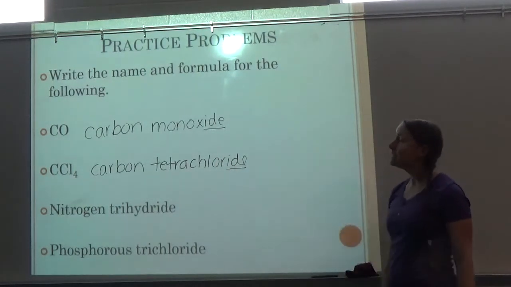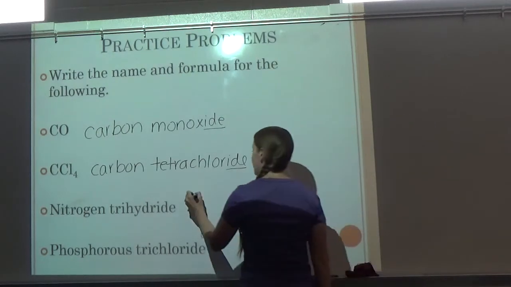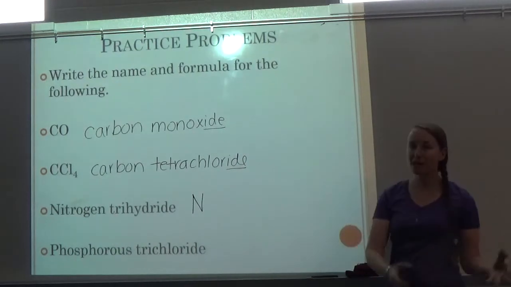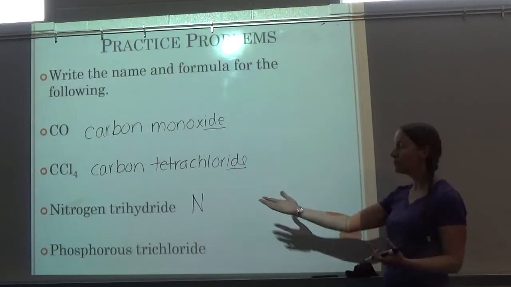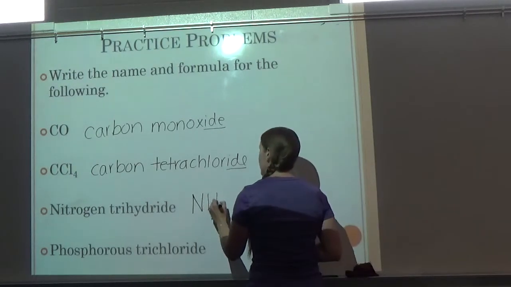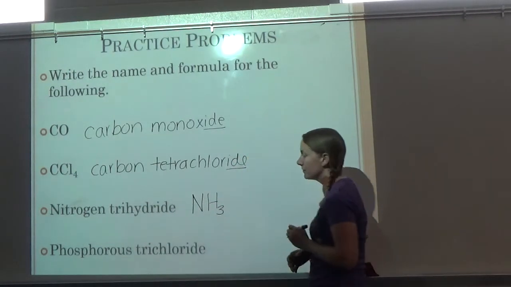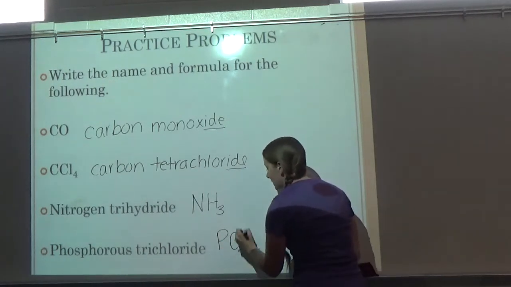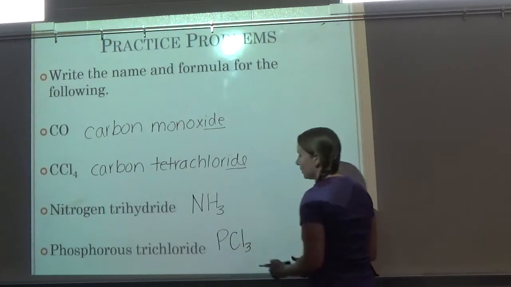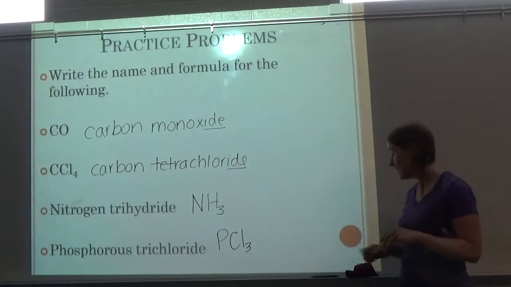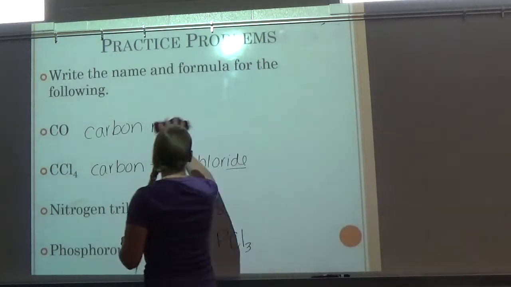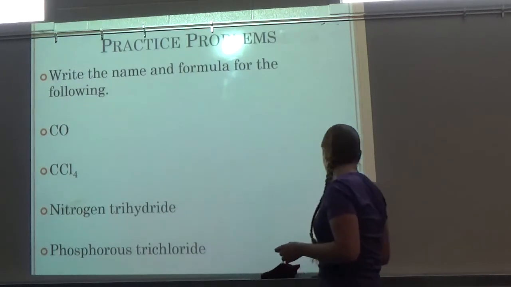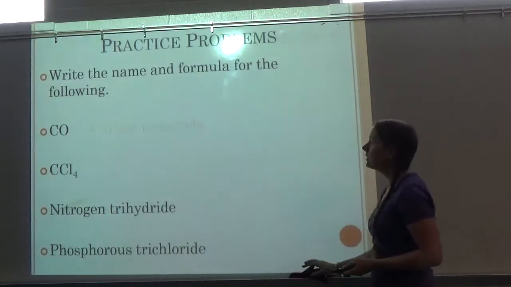All right, so our next one is nitrogen trihydride. Well, nitrogen's N. Hydride is just hydrogen with an ide ending. So oxygen becomes oxide, nitrogen becomes nitride, hydrogen becomes hydride. So it's hydrogen, and tri means 3. All right, phosphorus trichloride. Phosphorus is P, chloride is Cl, and tri means 3. And so again, notice that I did nothing with my charges because these are not ionic compounds. These are molecular compounds. So they are just sharing electrons.